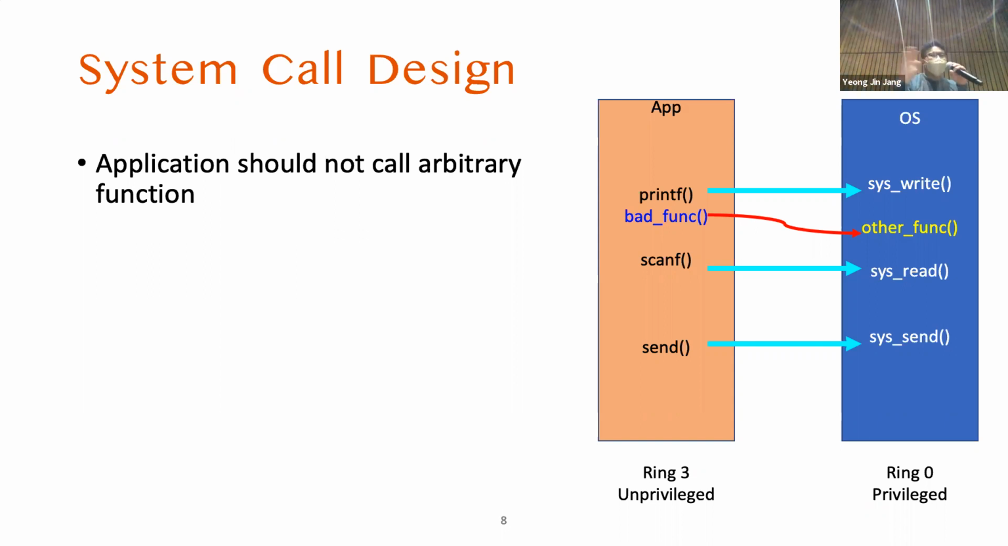So to protect the operating system from random requests from applications, system calls are not designed to allow any kind of access to the operating system. If we just opened all the function addresses and let the application call any function, then something bad could happen.